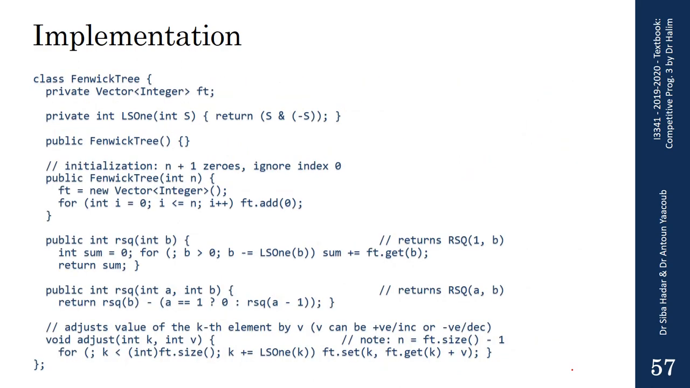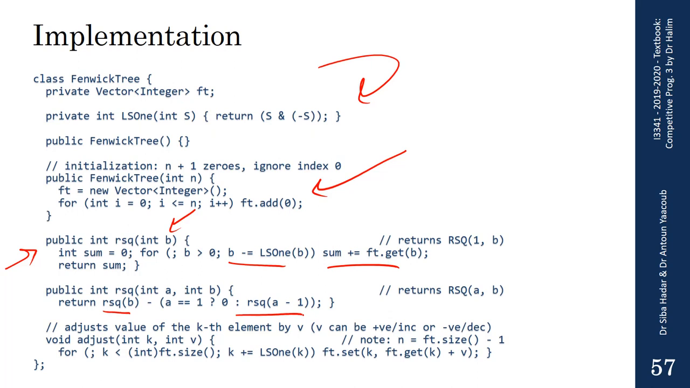Let's see the code. So we have here the function least1, which just returns the element and the negation of it, so the two's complement. For the Fenwick tree, we have the ft. At first we put zeros in all the array, especially for ft of 0, since we need to end there. For the range sum query, I will start from b. At each time I will subtract the least significant bit and add the ft of this element. So it's very easy. For the range sum query between a and b, it's the range sum query of b minus the range sum query of a minus 1.